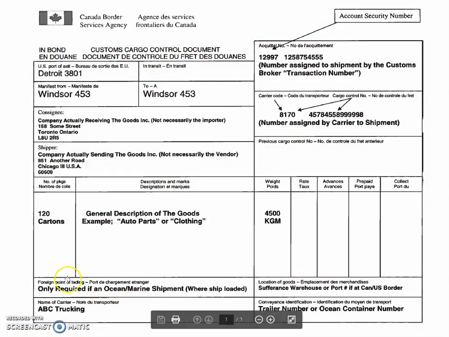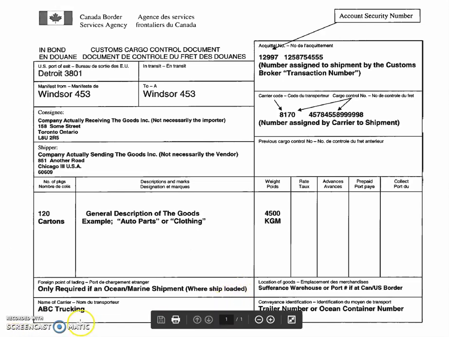Okay. Next field, foreign point of lading. It's only required if it's a marine shipment, and that means where the ship was loaded. Because remember, some of these ships travel all over the world. Customs wants to know where the ship was loaded with this particular freight, if it's a marine shipment. If it's an air shipment or truck shipment, we leave it blank.